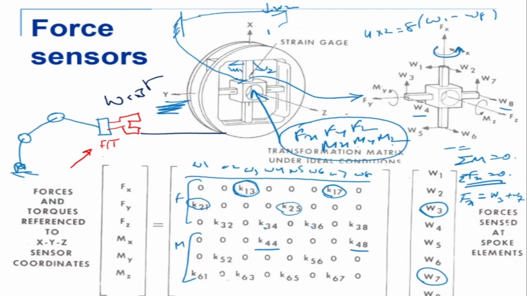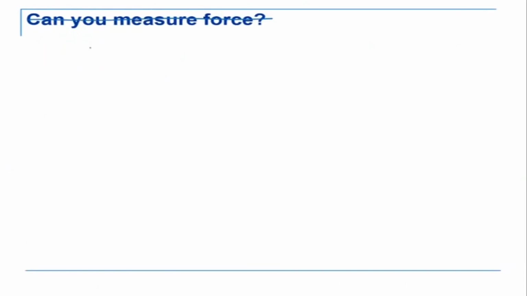Now it's interesting to note that this matrix is basically a 6 by 8 matrix. So it's a non-square matrix. I can write it in the form F is equal to K into W, where W is the forces at the strain gauges.